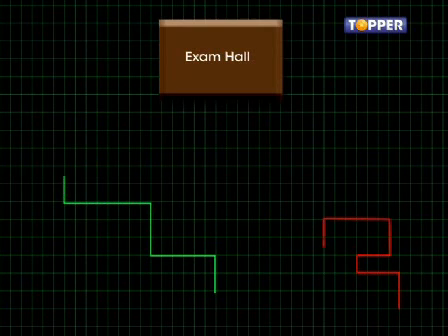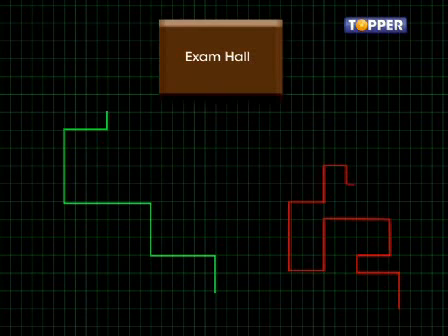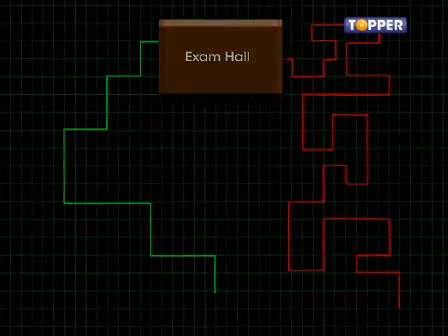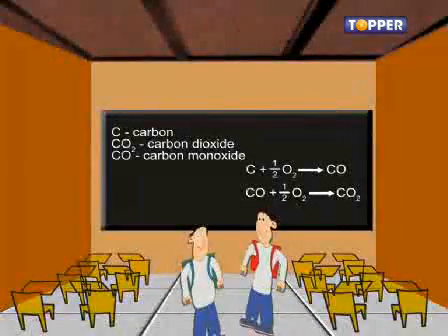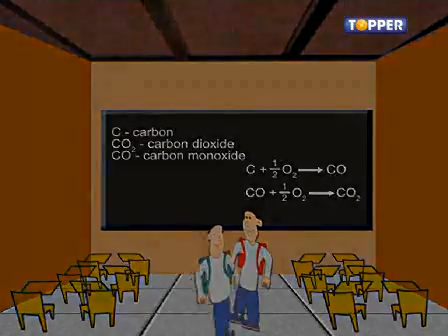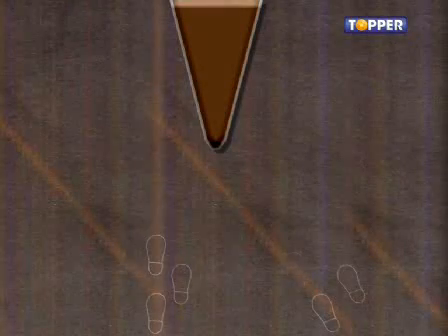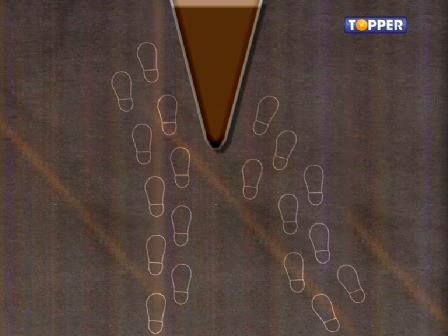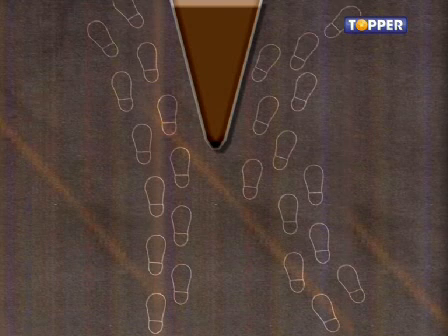Well, it didn't really matter which route they took because in the end, they both managed to get the desired results, which is to reach their exam hall on time. What mattered here was not the number of steps taken, but that the end result has been achieved. Does the same principle apply to chemistry also? Keep thinking.